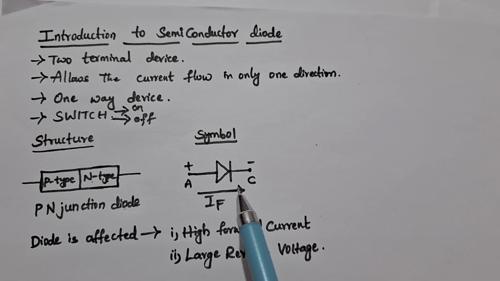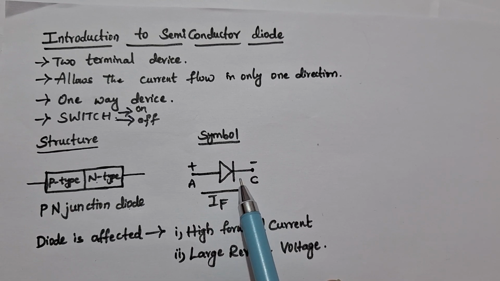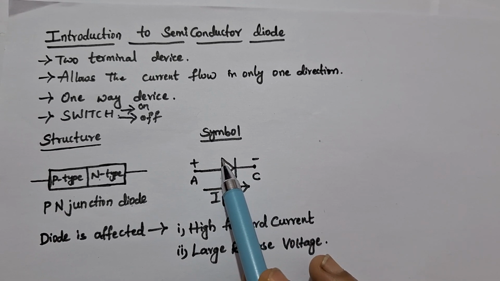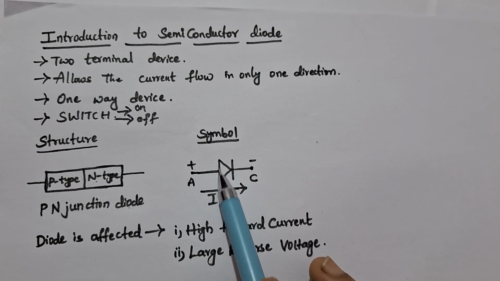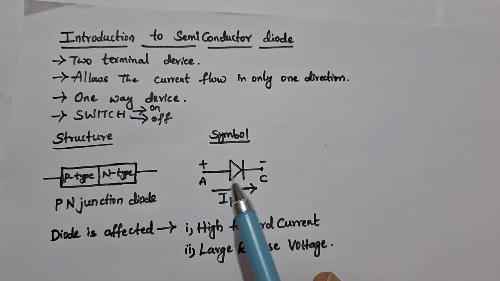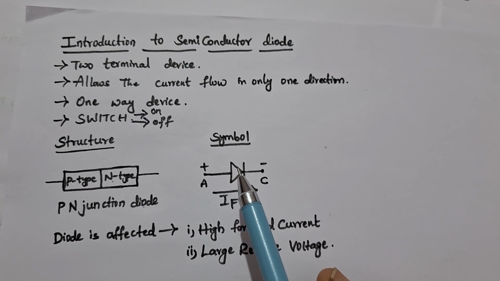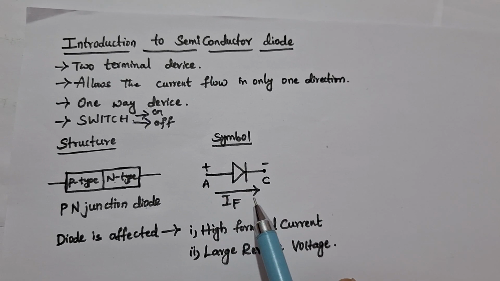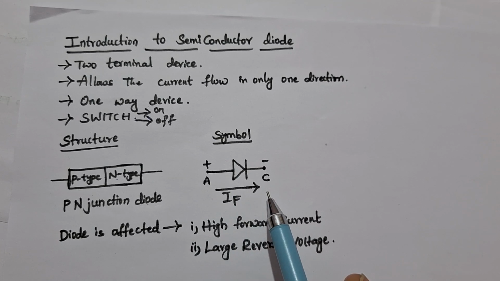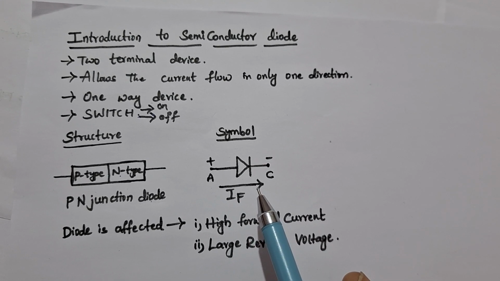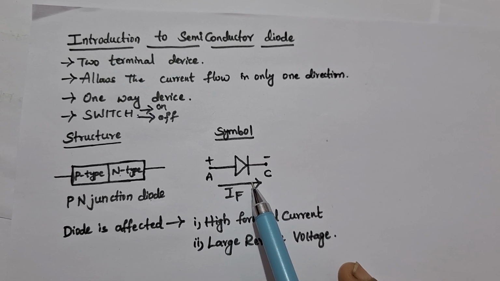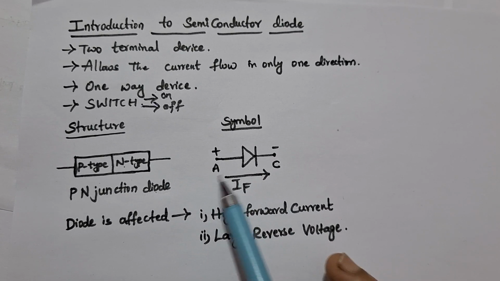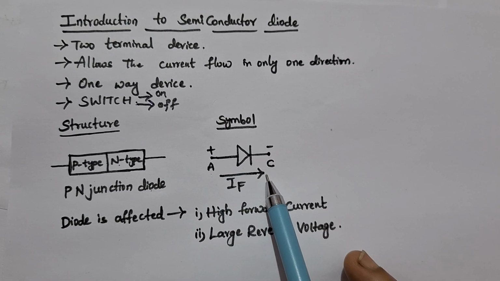Now coming to this symbol. The symbol is similar to a triangle. You can see here, it looks like a triangle, and this arrow head indicates the conventional direction of the current flow, that is from anode to cathode.